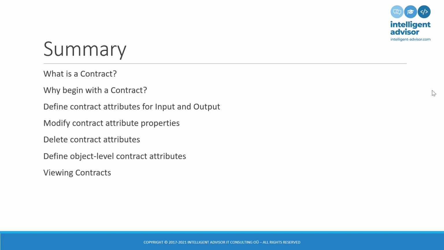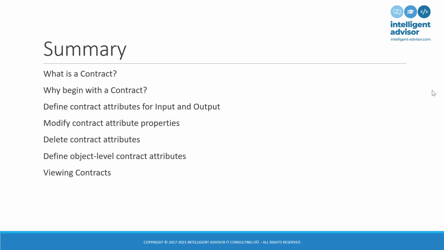In this chapter, we also looked at how to define fields, how to modify fields, delete fields, and how to handle the fact that fields may exist at top level or may exist inside an object, so you can move them around. And finally, we just finished on how to view a contract outside of the decision service.